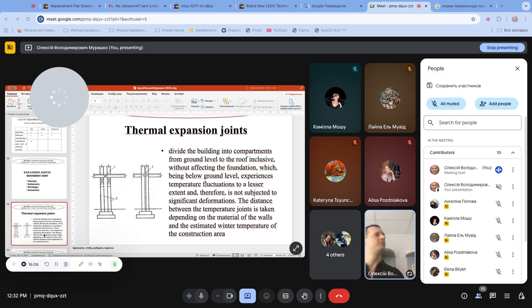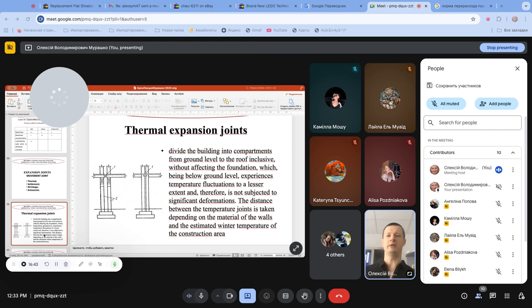And the most important thing about expansion joints that you have to know is that if you forget about the expansion joint, real life will add it to your building. If you are designing an expansion joint, you know where you will get those deformations. But if you forget about the expansion joint, life will make this expansion joint in the worst place for you. You have to know and remember that.